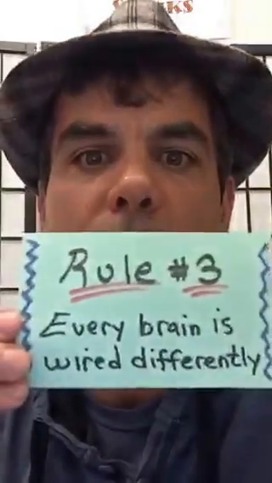And then brain rule number 3, every brain is wired differently. As a student, think about learning how you learn best. Nobody can teach you that. You have to experiment. As a teacher, try and keep in mind that no 2 students think the same way. If you're teaching the same way every single time, you're going to lose a bunch of your students.